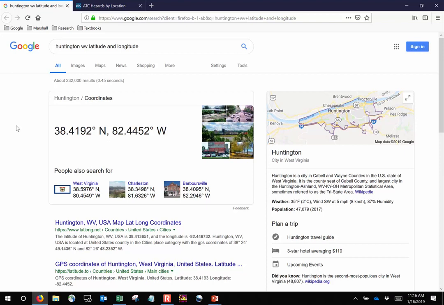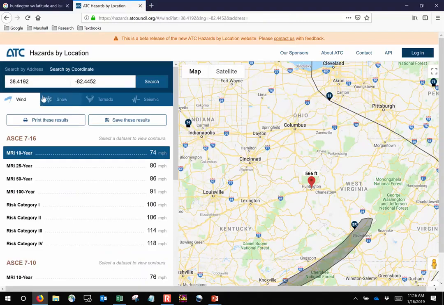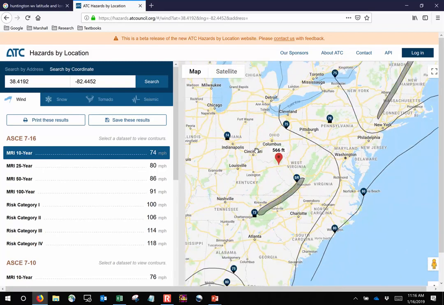So I go to the hazards map, hazards.atcouncil.org, and then I put in the latitude and longitude that's reported. Remember, the west coordinate is negative because on the x-axis that's negative. And then it says, okay, here's Google Maps, and there's the wind region. So let me zoom out a little bit to show you.